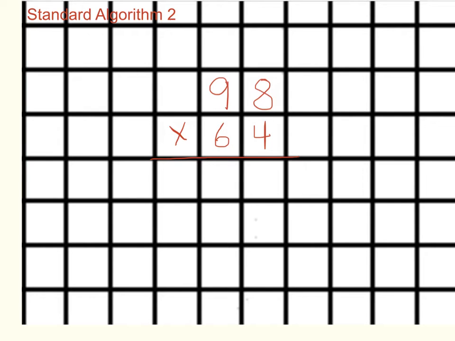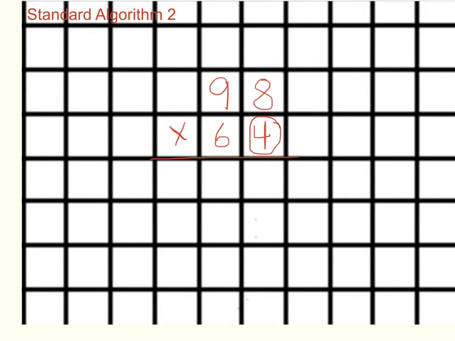First thing we're going to look at is our target number. Our target number is 4. We call it the target number because we need to call it something. The first thing I'm going to do is circle that 4 because I know that that's the one I'm working with. Then I'm going to multiply 4 times 8.